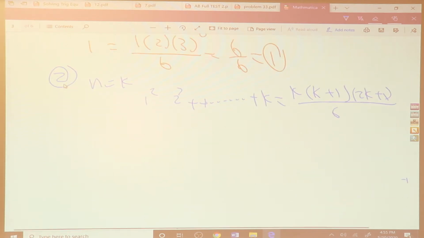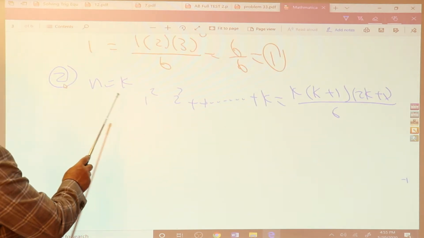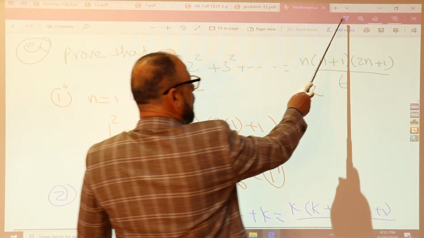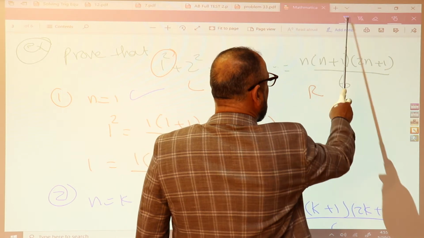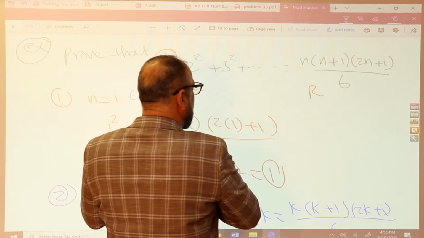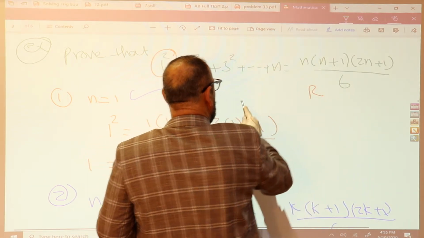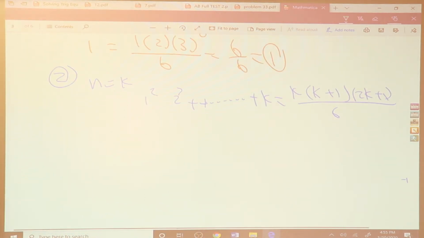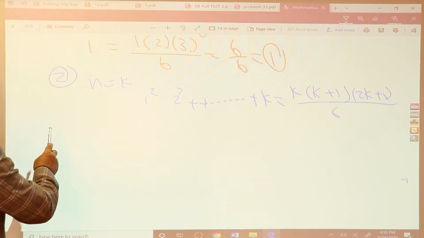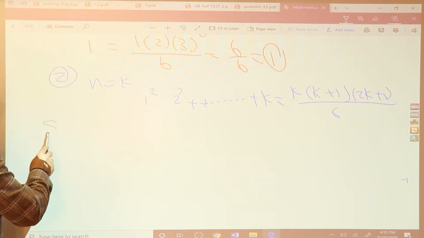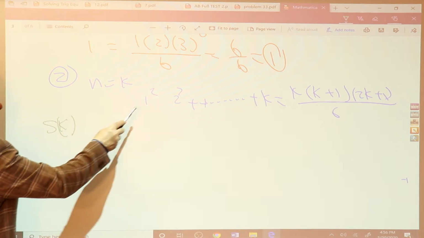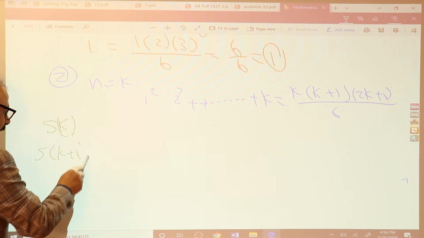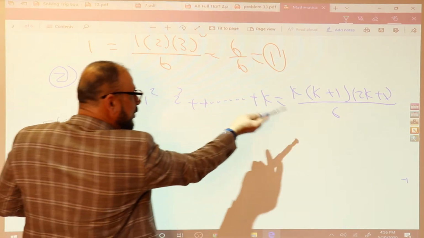Now for n equals k, you get the formula. Where is n? We have n here, plus n here, plus n at the end. Whatever place you find n, you put k. Now, the last one for k, we have Sk, which is this guy, Sk in terms of k. Now we need Sk plus 1, the sum when we have one more.